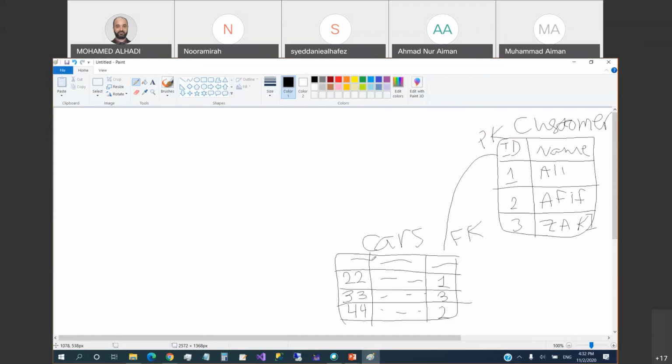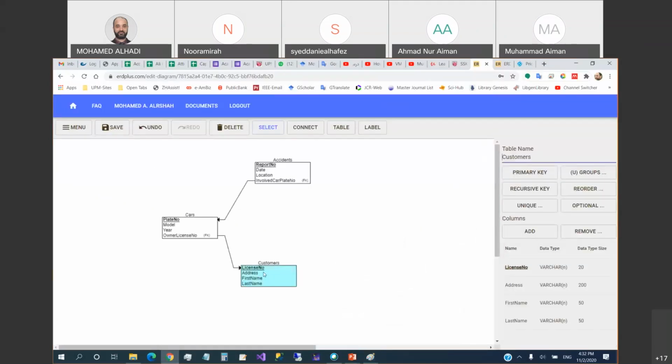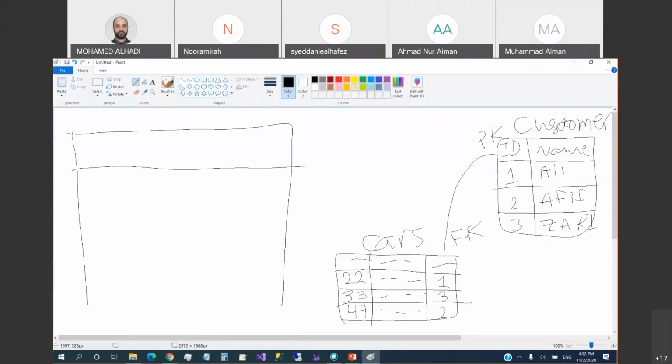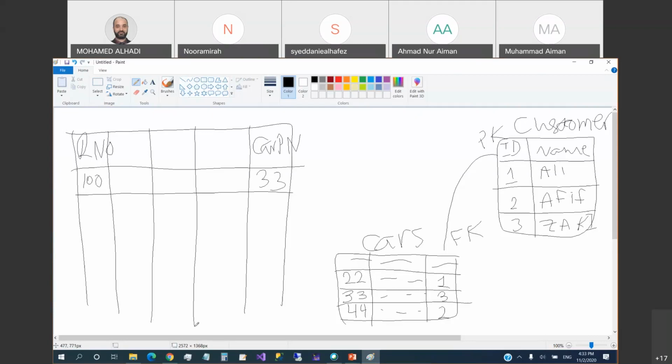Then, let's say this is the accident here. What do we have in the accident? We have the report number, date, location, and involved car plate. So here, report number, let's say this one is 100. This report number involves only one car. So the car involved should be here: car plate number. It should be, for example, car number 33 involved. And here we will have the other information, the location, the date, and everything.